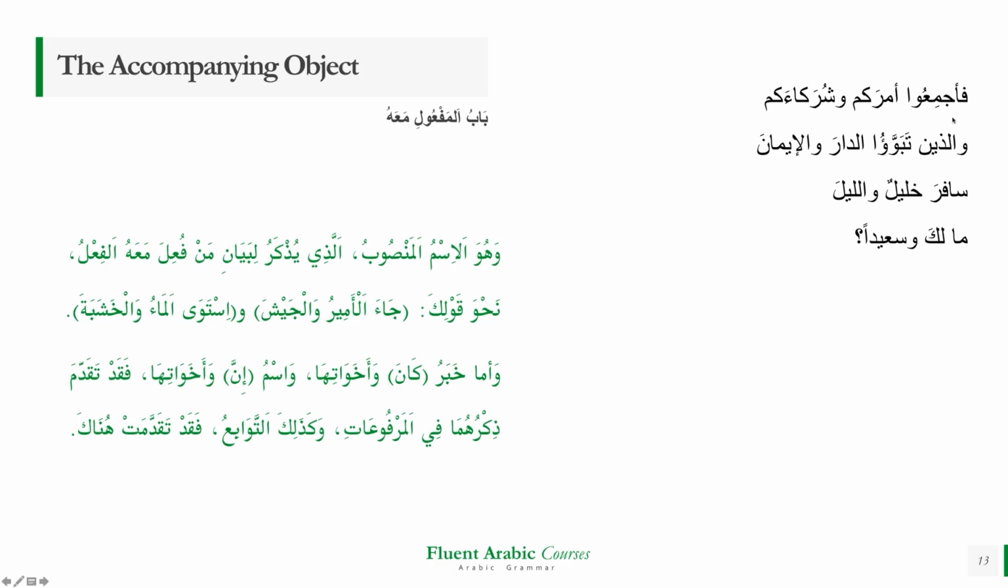Let's look at some more examples. فأجمعوا أمركم وشركاءكم، والذين تبوأوا الدار والإيمان، سافر الخليل والليلة، ما لك وسعيدا. In all these sentences, the waw takes the meaning of ma'a. Khalil traveled along with the night. What is your problem, ما لك وسعيدا? Ma'a Sa'id, with Sa'id. So this is the maf'ul ma'ahu.